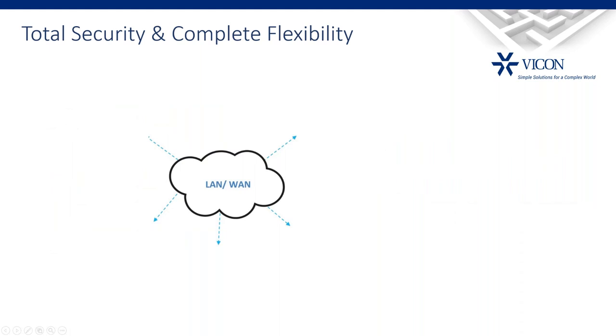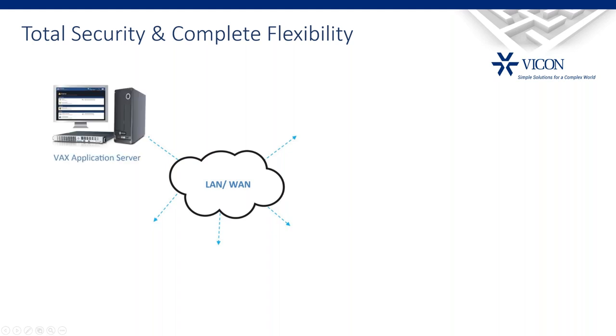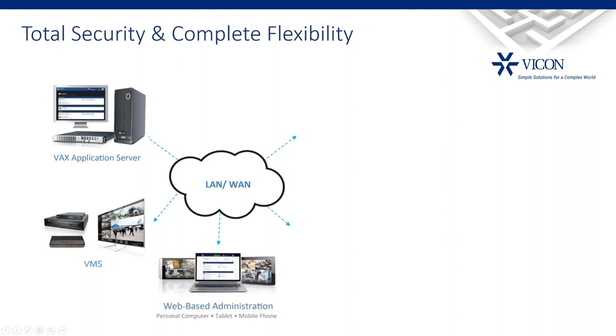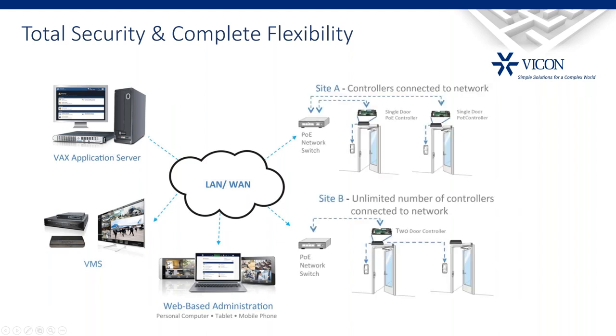Just a brief overview of the actual topology of how we do this. VAX can communicate to multiple Vicon camera systems throughout the LAN and WAN. We've talked a little bit about the VAX application server that it comes on, and this will save you bandwidth and network strain. Really a great basic overview of how VAX is connected and fully integrated with video systems throughout multiple sites. Again, connected to all your mobile devices, it can be viewed through anything that you'd like. And the two ways that we have it is either a single door controller or a two door controller, either above the door or again back in the IT closet.